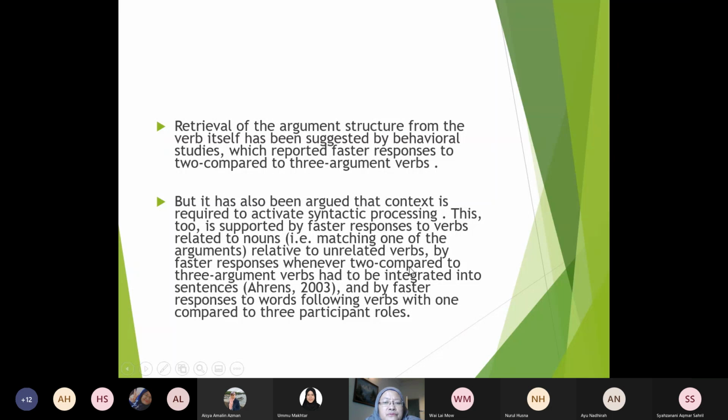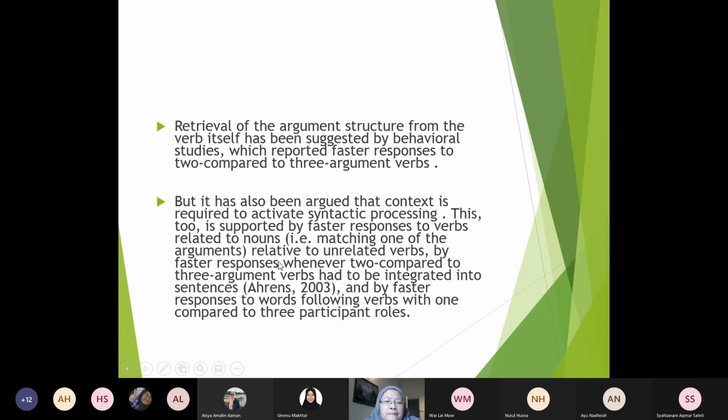Faster responses whenever two compared to three argument verbs had to be integrated into sentences, and faster responses to words following verbs with one compared to three participant roles. So basically, I'll repair the sentence. But basically, it's saying that the processing of comprehension of sentences goes by how many arguments the verb has. So two argument is faster than three argument, and one argument is faster than two argument.